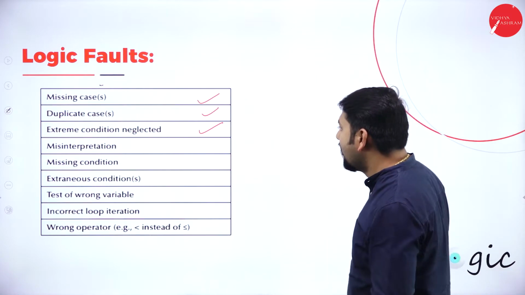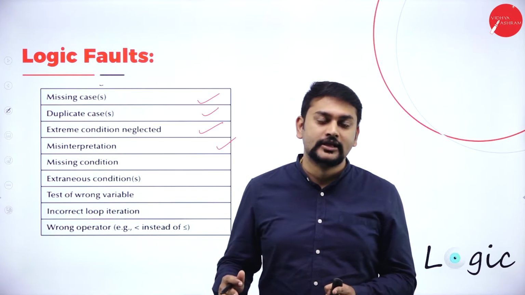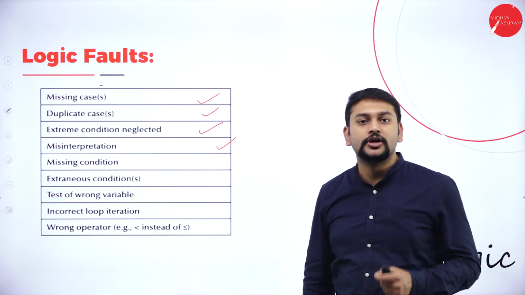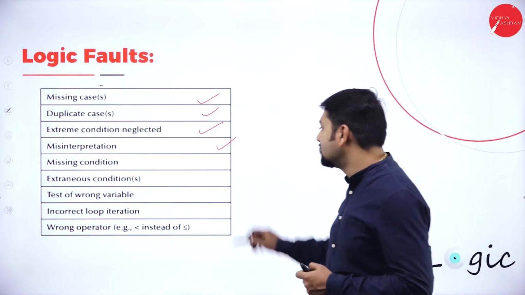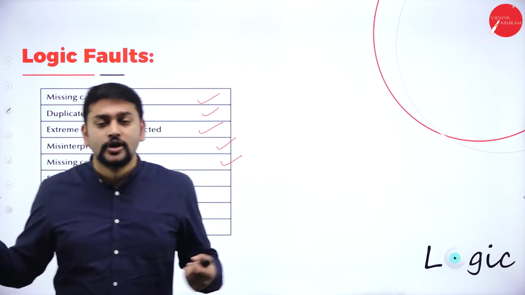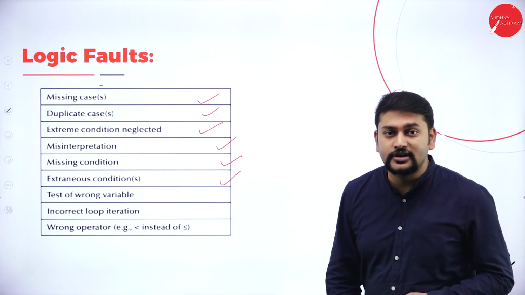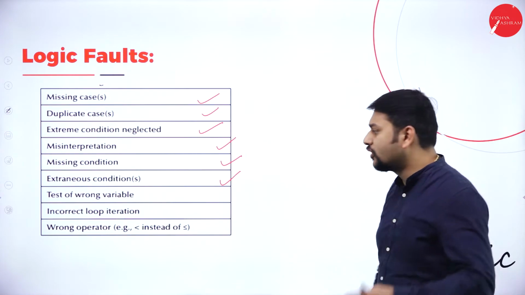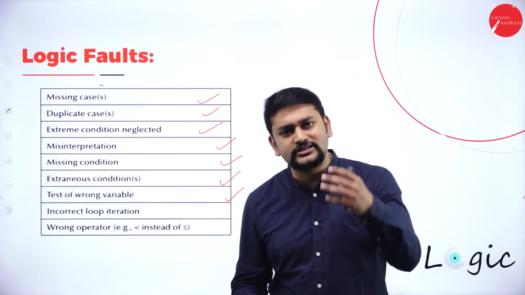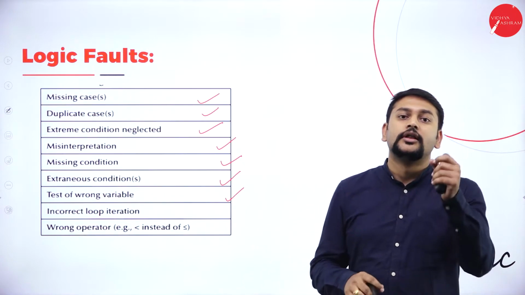All right. So fine. I have misinterpretation. You have not interpreted properly. So that is what I will call misinterpretation. That could be one of the logical faults that we have. And the next one is missing condition. You have missed out some of the conditions. So that could be one of the logical faults. In the same way, I have testing extraneous condition. You have more conditions. All right. And testing wrong variables. You have taken the wrong variables. You are testing the wrong variables instead of testing in the proper variable. That could be one of the logical faults.